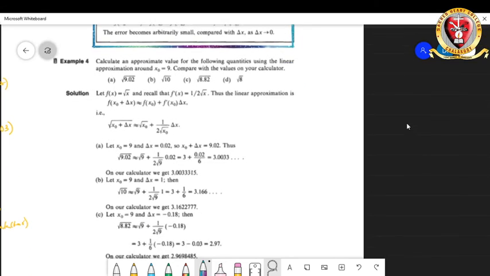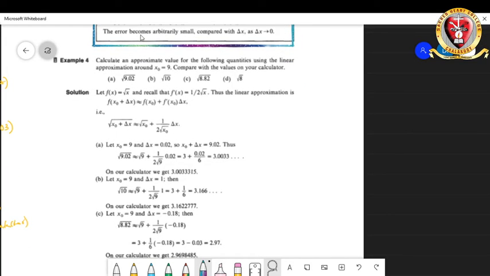Example 4 is a question asking us to calculate the approximate value of the following quantities using linear approximation. The point given is x naught is equal to 9, and we are asked to compare with the values on our calculator. The first question is root 9.02. What is the logic? You have to take f of x is equal to root x. Then f dash of x is equal to 1 by 2 root x, and you take x naught is equal to 9.